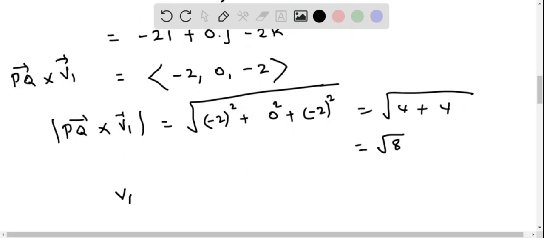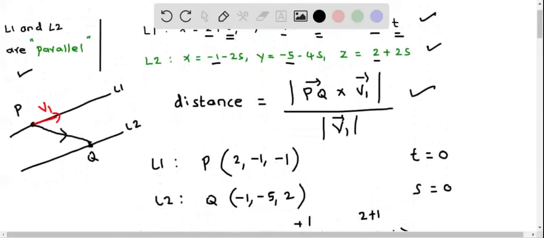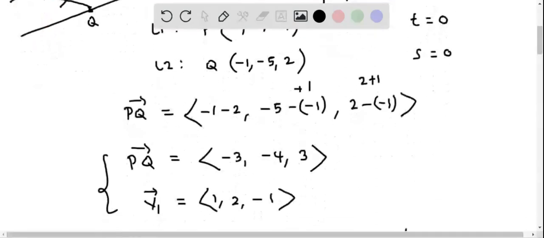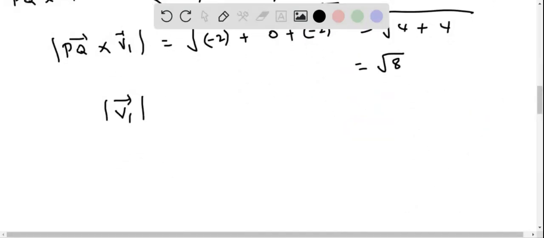Now let's find the magnitude of the V1 vector. For that I need to copy the V1 vector. The V1 vector is nothing but the direction numbers of line 1. So here we consider the coefficients of t from x, y and z. So it is 1, comma 2, comma negative 1. We can consider this as the V1 vector. In fact, we have already found it here, 1 comma 2 comma negative 1. So let's find its magnitude.